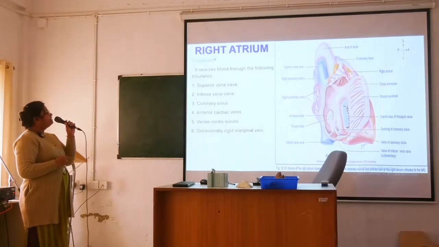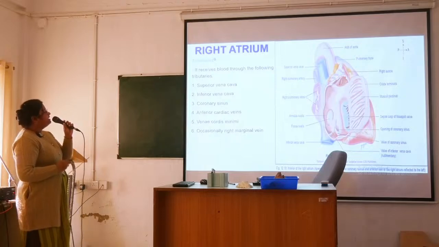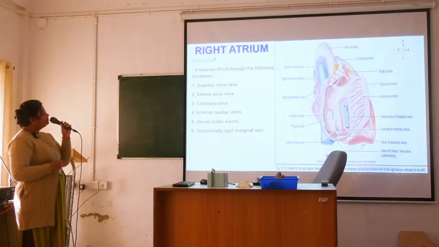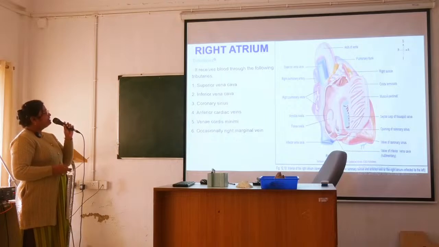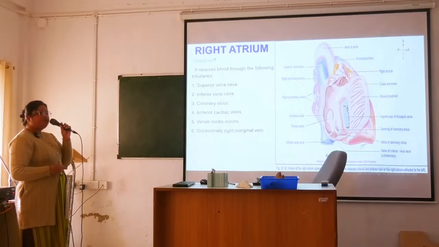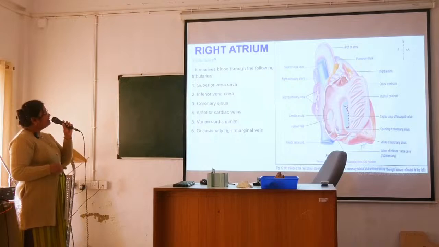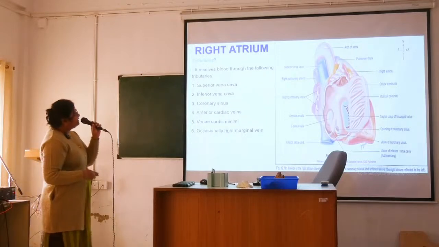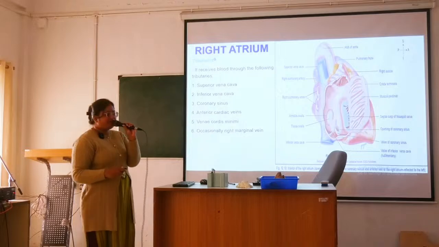Now, what are the tributaries of the right atrium? It receives blood through the following tributaries. What are those? Superior vena cava, inferior vena cava, coronary sinus, anterior cardiac veins, venae cordis minimae, and occasionally the right marginal vein. So, all these are tributaries of the right atrium. This is frequently asked in your viva. Okay.